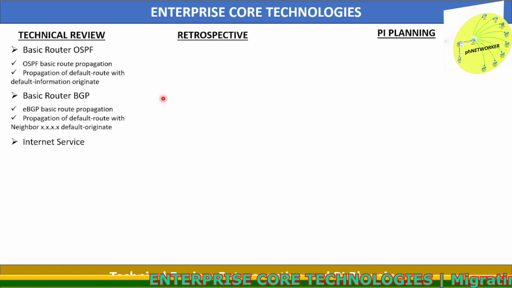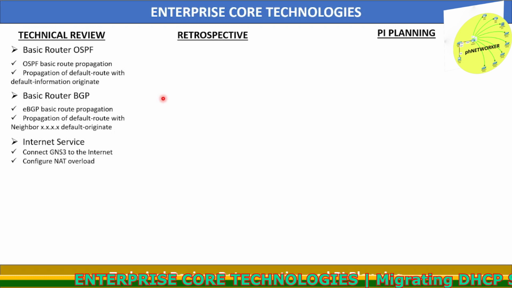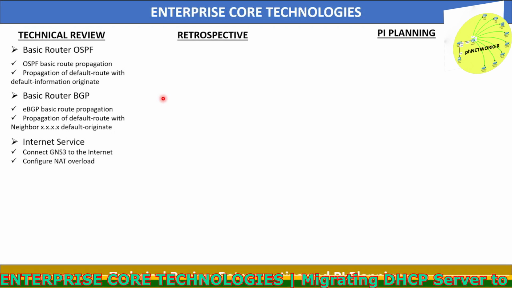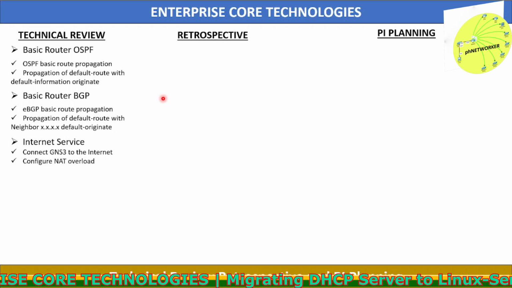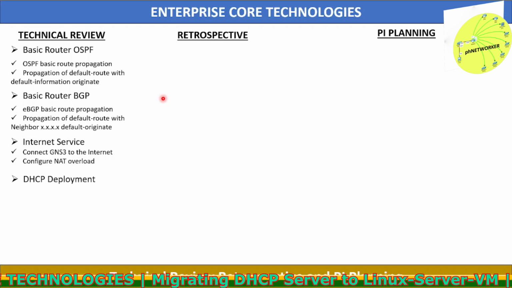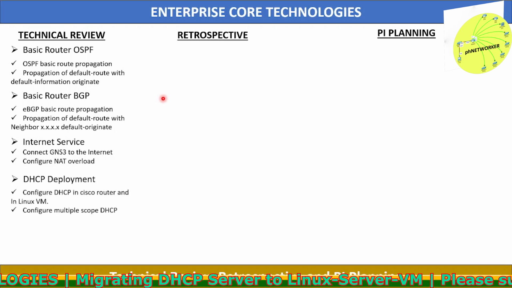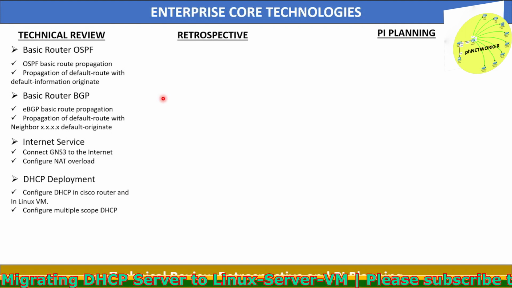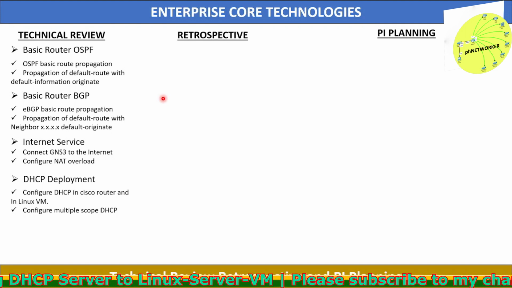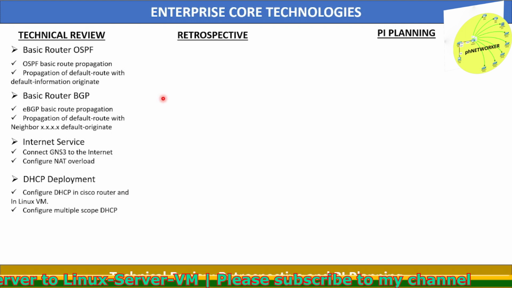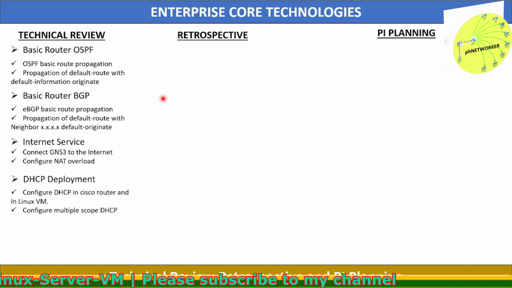Next is the creation of internet service. We connect the GNS3 to the internet. We configure NAT overload. And then we have the DHCP deployment. We configure the DHCP in the Cisco router and then migrate it to the Linux VM. And in the Linux VM, we configure multiple scopes of DHCP.